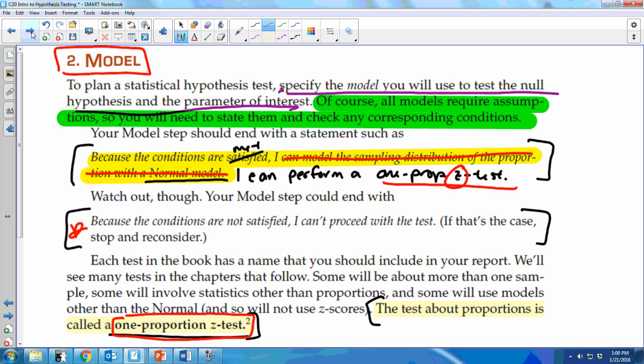Lastly, is your sample size assumption. Since we're just dealing with proportions in this chapter, you'll be doing success/failure. Is n times p greater than or equal to 10? Is n times q greater than or equal to 10? I need to show that.